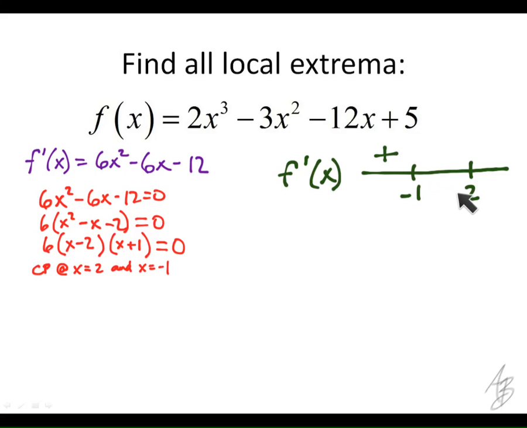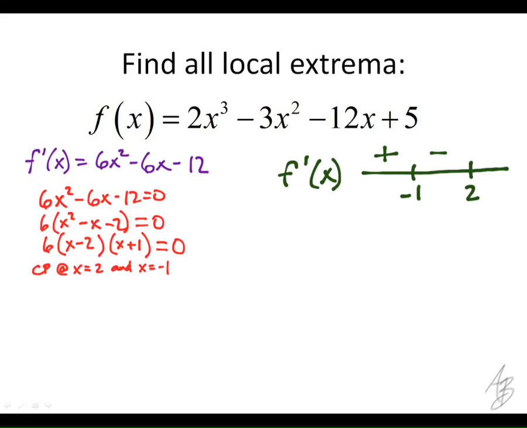From -1 to 2, I like when 0 is in an interval because 0 is really easy to use. So let's put in 0. If we put in 0 here, we get -2. Here we get +1, so we have a negative times a positive. It's going to be negative. So the derivative is negative on that interval. You guys following what I'm doing here?